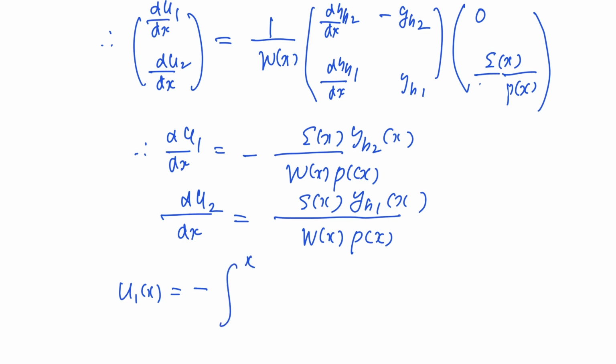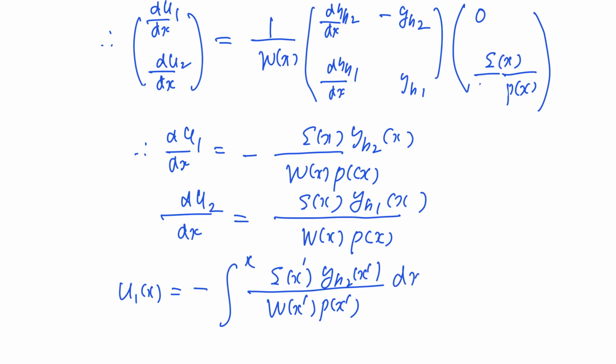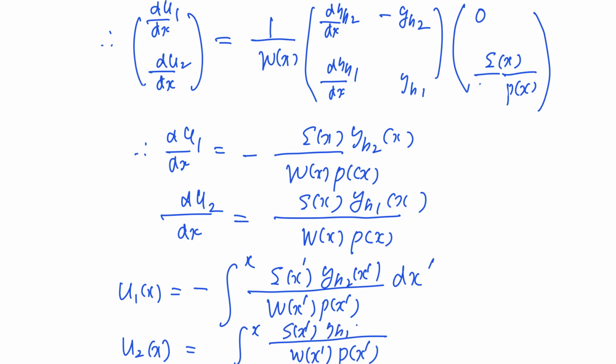minus some integral px prime s over x prime yh2 x prime dx prime, u2x is the integral of yh1 x prime dx prime. So particular solution can be given by the following form.